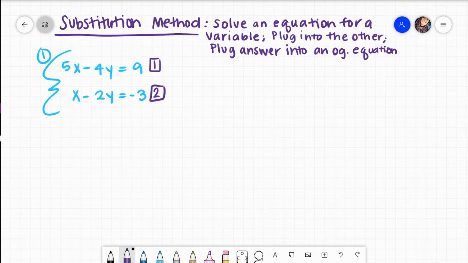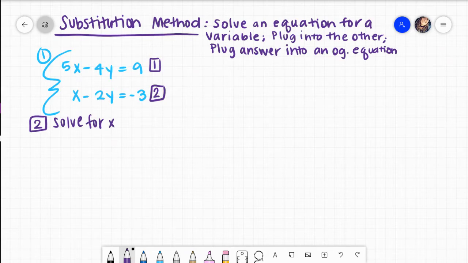What I'm going to do is take equation 2. The reason why I'm going to take equation 2 is I noticed that in equation 1, both variables have a coefficient. So that lets me know that equation 2 is probably going to be a little bit easier to solve for. And what I would be solving for is the x, because it's just 1x, right? So I'm going to take equation 2, and I'm going to solve for x.